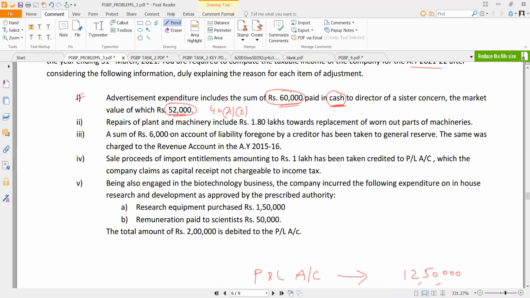Second point, repairs of plant and machinery include 1.8 lakhs rupees towards replacement of worn out parts of machineries. So what do you say? Capital expenditure or revenue expenditure? Replacement of worn out parts of machineries. Old parts naturally have to be replaced after some usage. They are being replaced now with 1.8 lakhs and they are calling it repairs, which was already debited to P&L. So is it a capital expenditure or revenue expenditure?